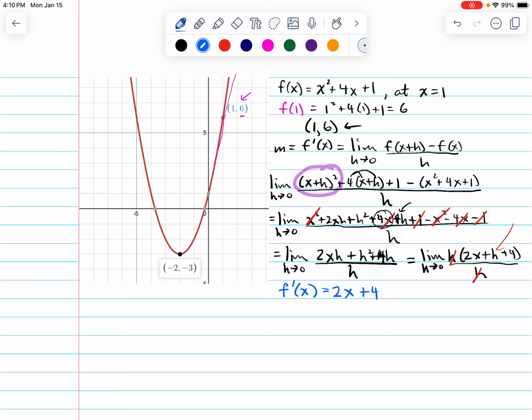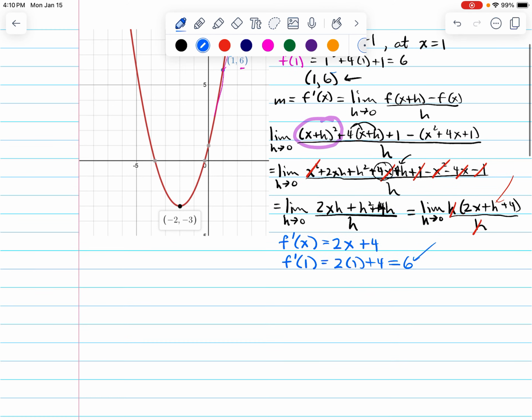So I want it at x equals 1. So here I go. f prime of 1, 2 times 1 plus 4, and that's 6. So you get a slope of 6. Now, it's just a coincidence that this slope is the same as the y value. But anyway, here's what we have.